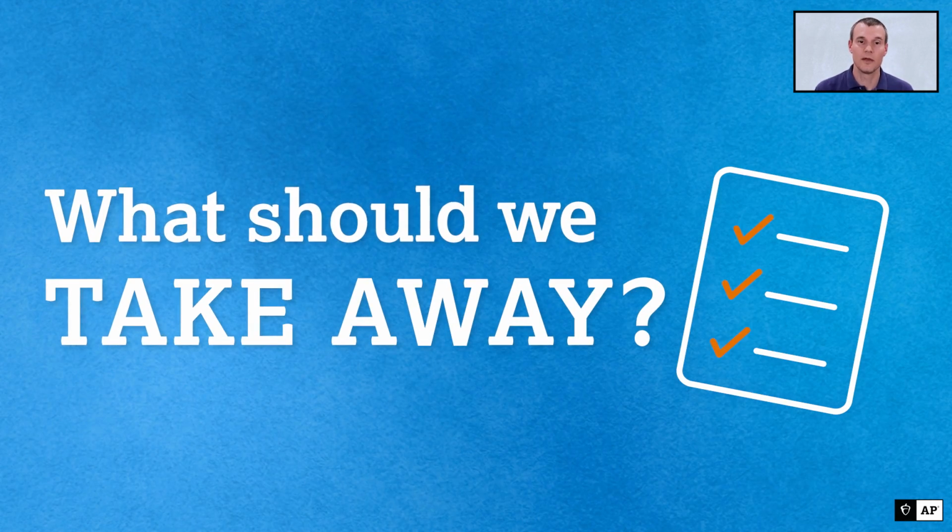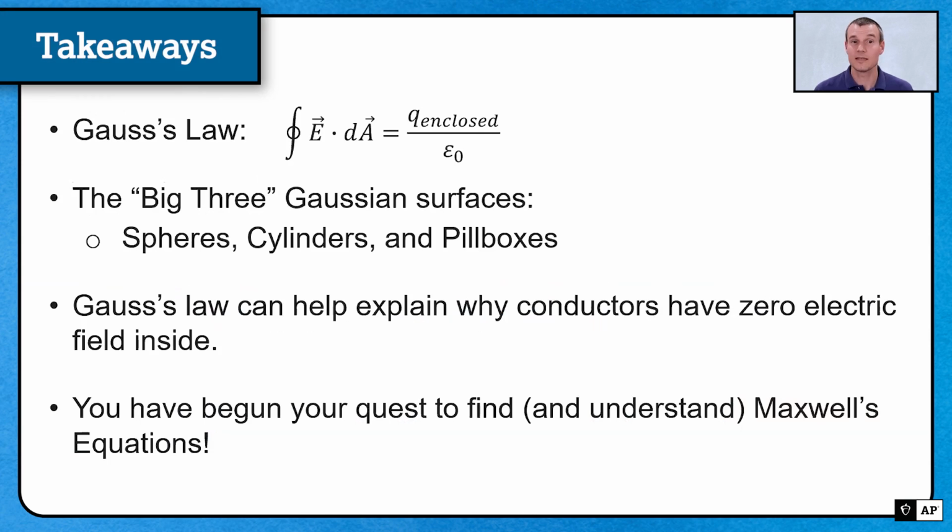So what should we take away from this video? The main thing to take away is what Gauss's law is. So when somebody says use Gauss's law, this is the equation that we're using. Recognize how to use and when to use certain Gaussian surfaces. Recognize that Gauss's law can help explain why conductors have 0 electric flux. And even though it's not listed here, there's the easy side and the hard side of Gauss's law to break down. And this last thing, that you have now started your quest, as it were, to discover all these different Maxwell's equations. So have fun, look forward to solving for the next 3.